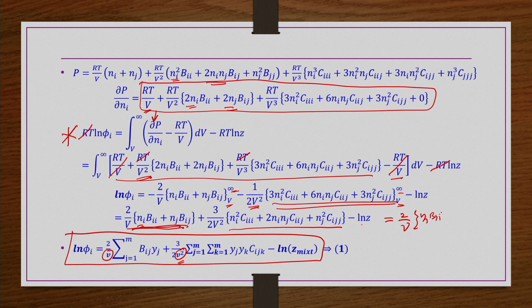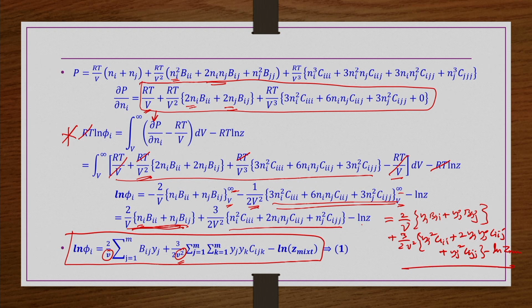So, this is what we have here: 2 by small v (Yi Bii plus Yj Bij) plus 3 by 2 small v square (Yi square C triple I plus 2 Yi Yj C double I j plus Yj square C I double j) minus ln z mixture, this is what we have. So, this is for the binary system.